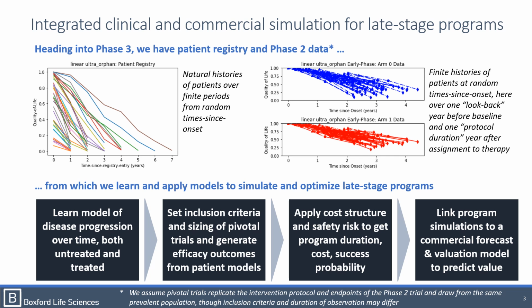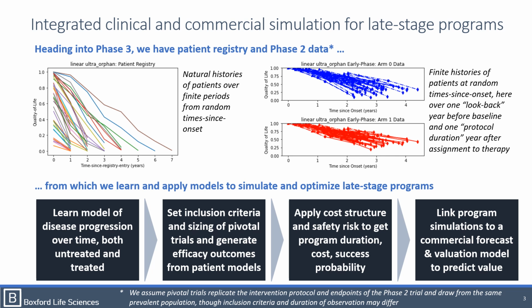In addition to phase 2 data, we also have registry data, which contains natural histories of patients over finite periods of time, potentially over longer time periods than we may observe in a relatively short phase 2 trial. The approach that we're going to take is from these two sources, registry data and phase 2 data, we're going to learn a model of disease progression over time, both for untreated patients and for treated patients.